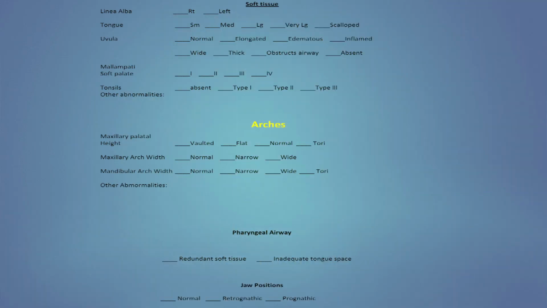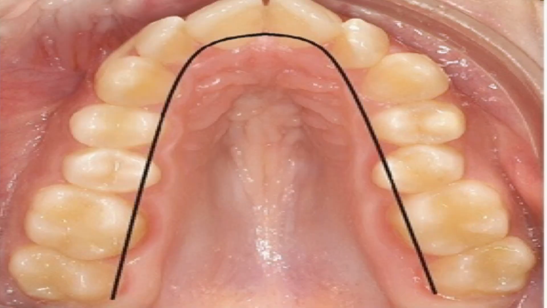Arches. We record if the arches are normal or narrow. The palate is vaulted or normal. Understand that a person with a narrow arch usually has a high vault. The roof of the maxilla is also the floor of the nasal passageway. So the higher the vault, the more constricted the nasal airway can be, and this can be a risk factor for sleep-disordered breathing.